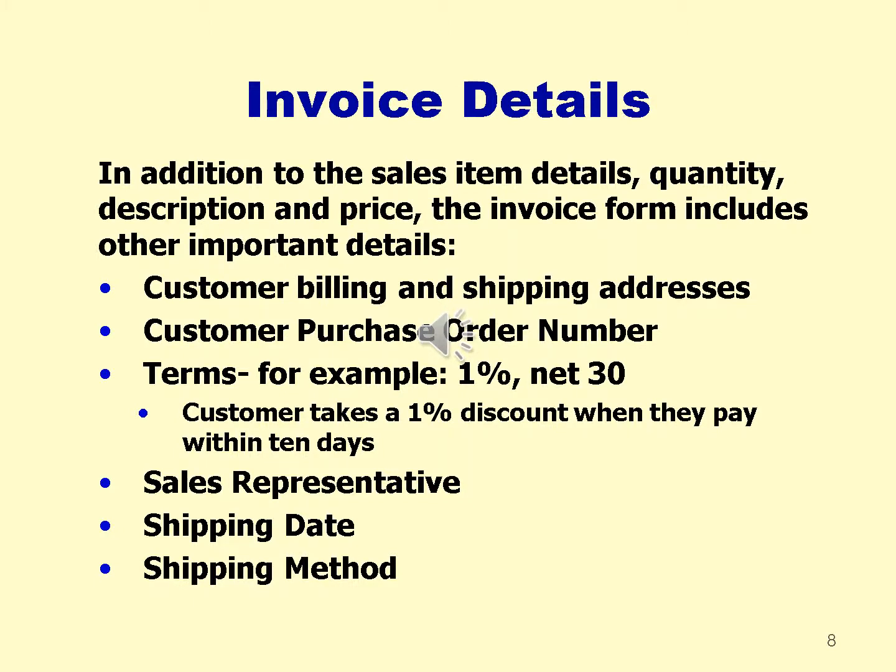For example, 1% net 30 would allow the customer to take a 1% discount if they pay the invoice balance within 10 days. Your invoice might also include the sales representative who gets credit for this sale. The shipping date and shipping method are also usually notated on the invoice.